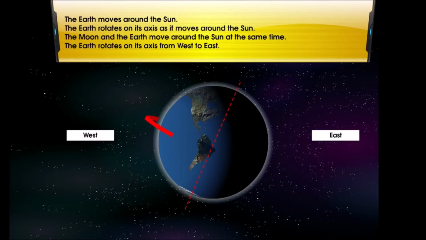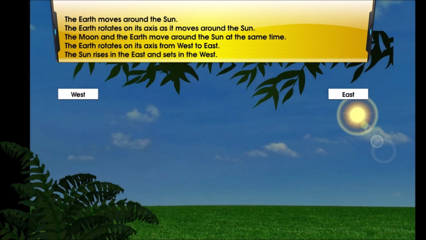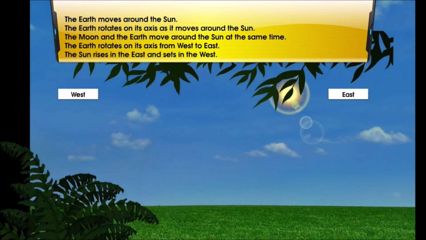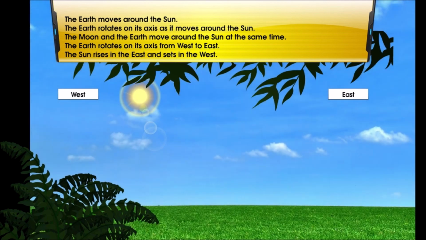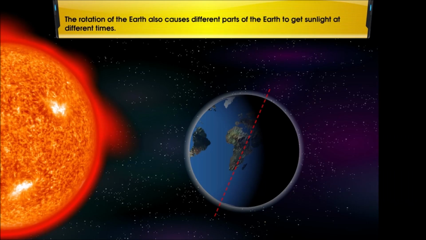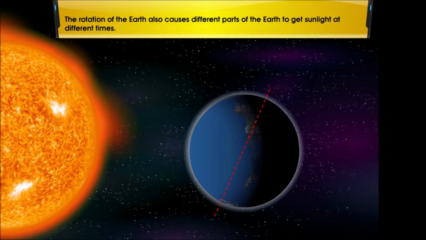The Earth rotates on its axis from west to east. The Sun rises in the east and sets in the west. The rotation of the Earth also causes different parts of the Earth to get sunlight at different times.